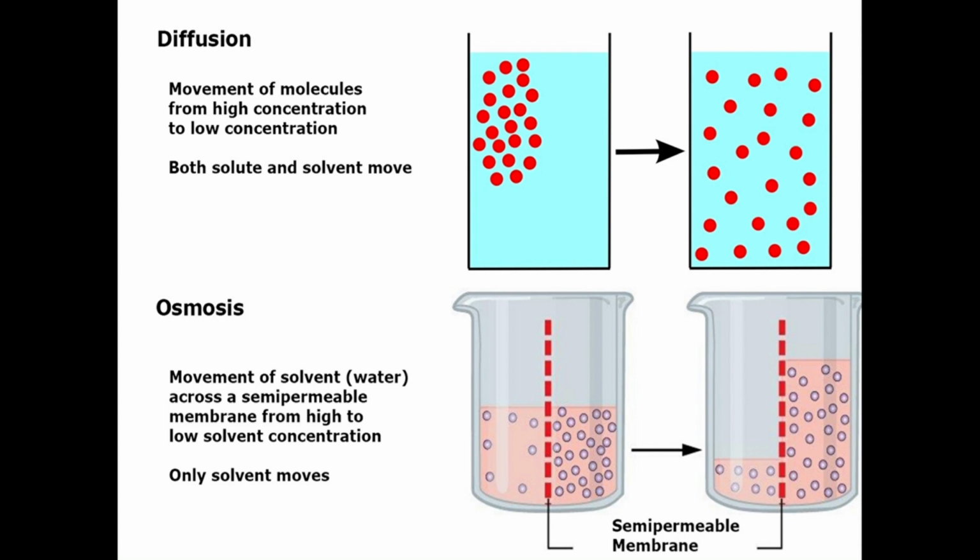Here, according to the figure, diffusion is the movement of molecules from higher concentration to lower concentration. Both solute and solvent move. In osmosis, there is movement of solvent across the semi-permeable membrane from a higher level to a lower level of concentration, and only the solvent moves.